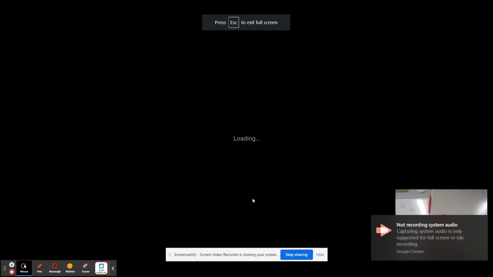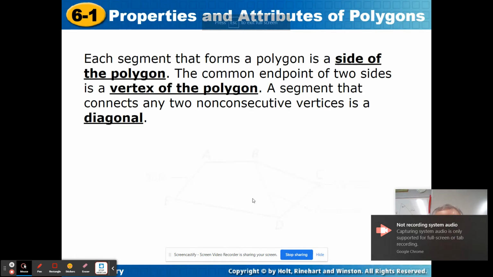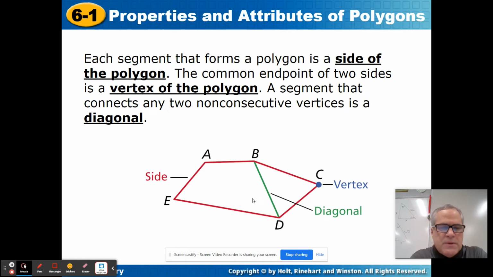Everybody, so here's the beginning of chapter 6. And we start out talking about polygons starting on Tuesday, maybe Wednesday. We'll have an activity that lasts a couple days to help explain some things. And so here's a picture. This is a picture of a polygon.